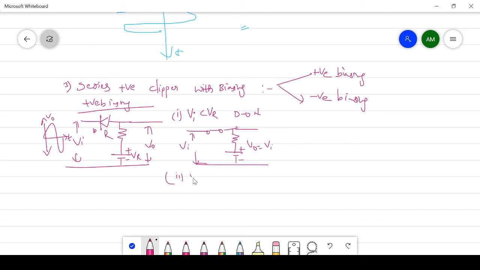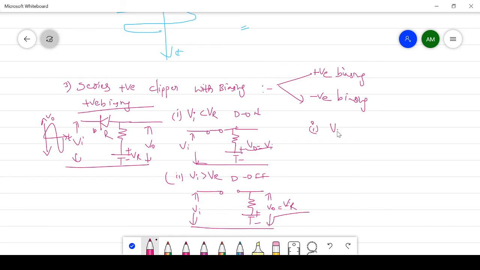When we apply a voltage greater than the reference voltage to the circuit, the diode becomes reverse biased, so it does not conduct. The diode is off, and we get the output voltage equal to the reference voltage. There is no current flow in this path, so the output is the reference voltage. These two equations are called the transfer characteristic equations.